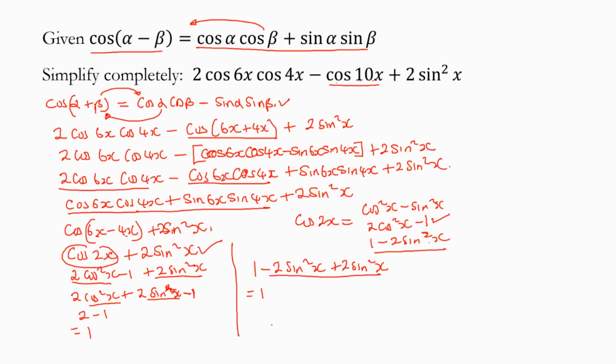And then let's say if you chose to use this one, we're going to replace this cos 2x with this. It was going to be cos squared x minus sine squared x plus 2 sine squared x. Then negative sine squared x plus 2 sine squared x, you remain with sine squared x. So it's going to be cos squared x plus sine squared x, which is equal to 1. You could have used any of those three identities there.